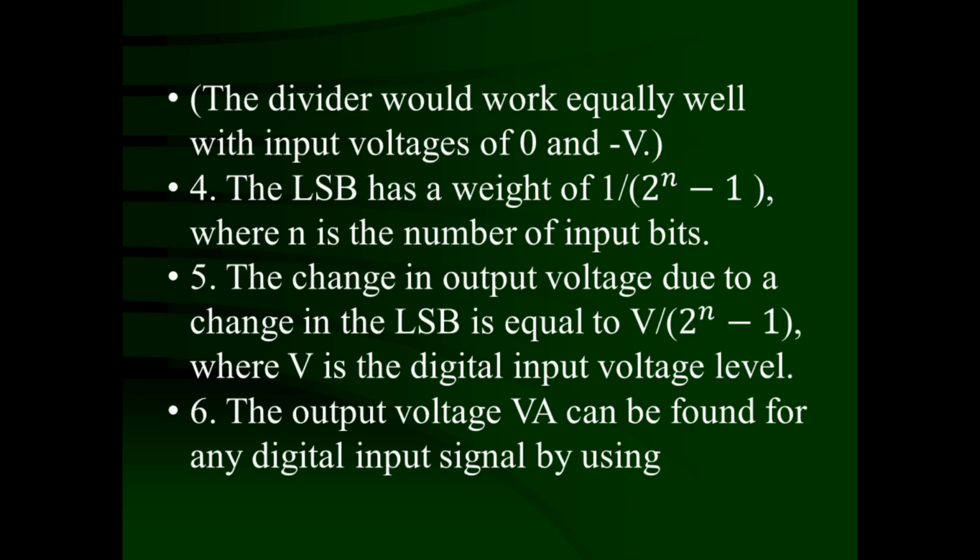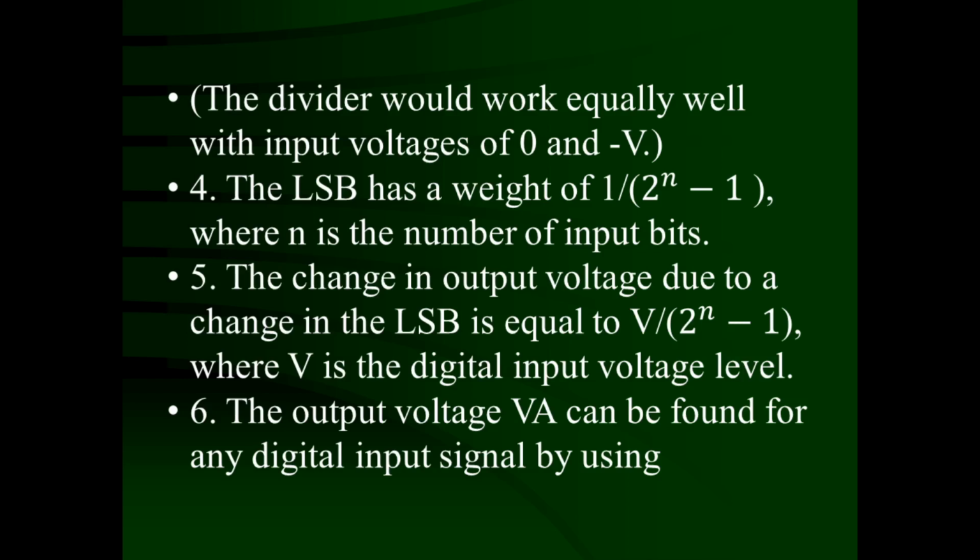The fourth conclusion: the LSB has a weight of 1 upon 2 raised to n minus 1, where n is the number of bits. The change in the output voltage due to a change in the LSB is equal to the position weight of the LSB multiplied by the digital input voltage, that is V. So, V upon 2 raised to n minus 1, where V is the digital input voltage level.